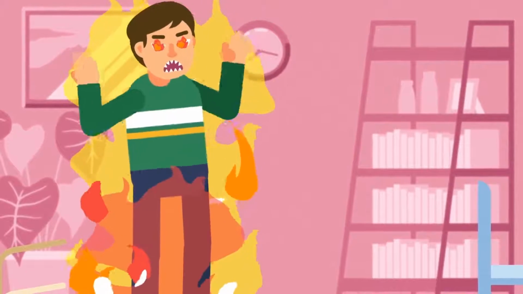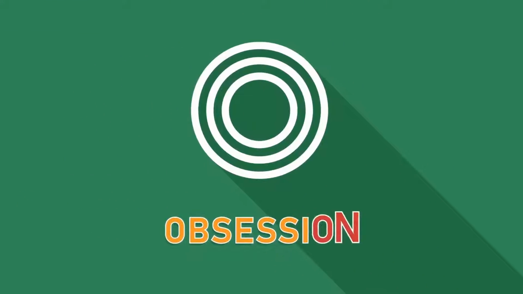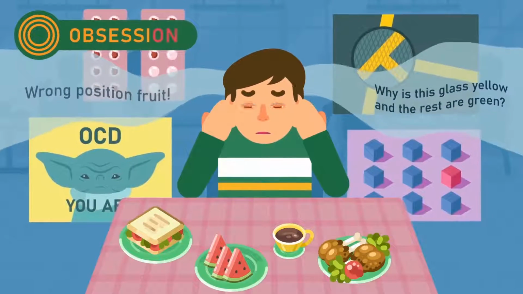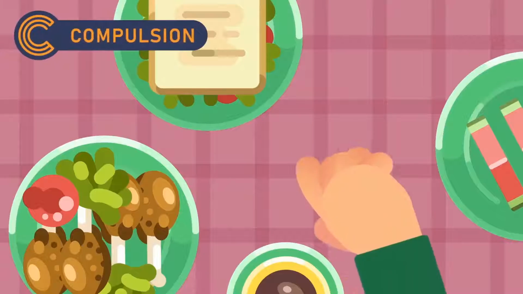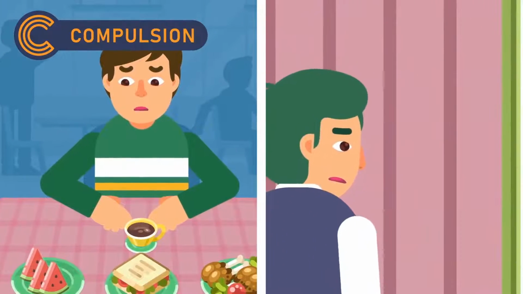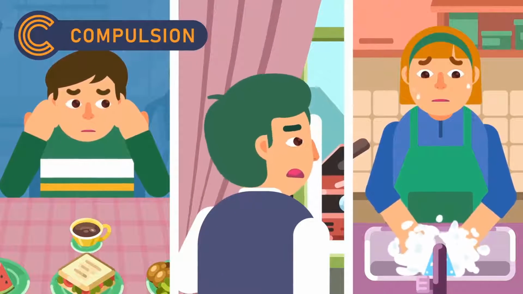Obsessive compulsive disorder, or OCD, is a mental disorder. It starts with an obsession, which is the unwanted and disturbing thoughts or images that are intrusive and reoccurring. To calm themselves from the obsession, the patients make a certain compulsion, repetitive actions or behaviors that are done excessively and may not be related to the obsession.